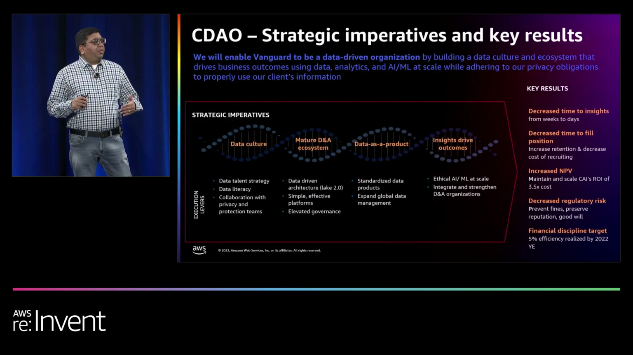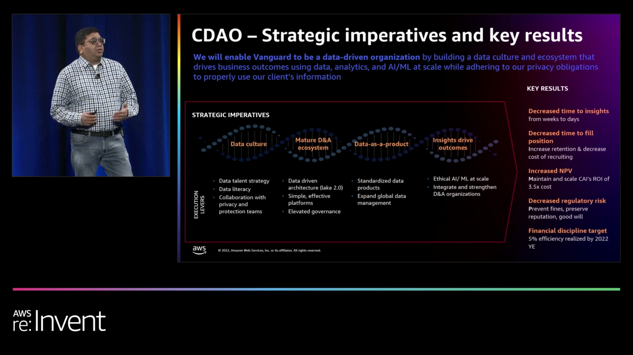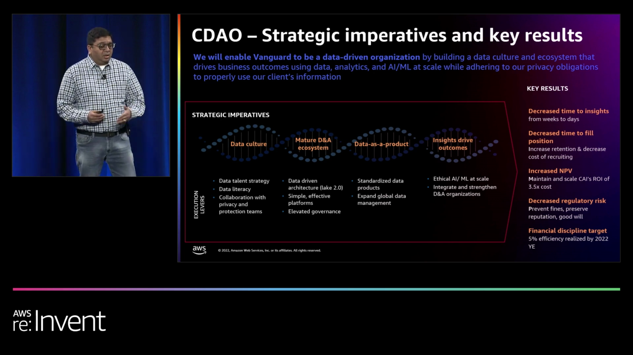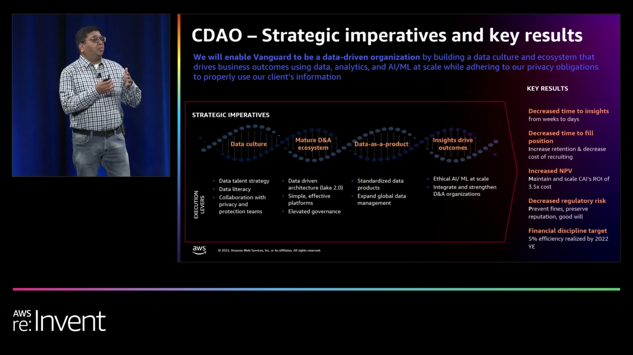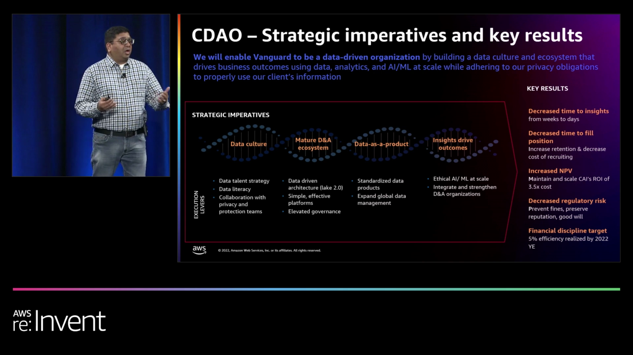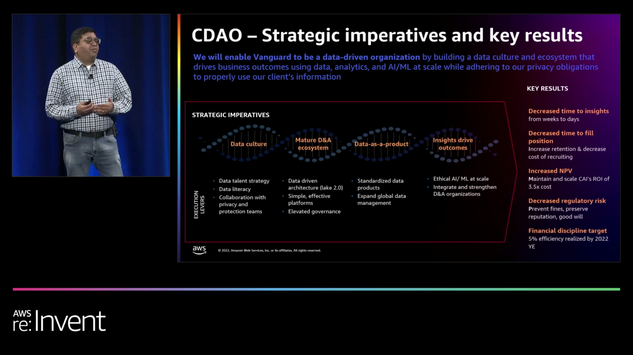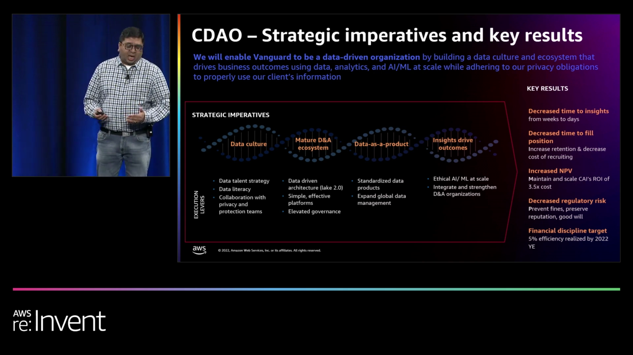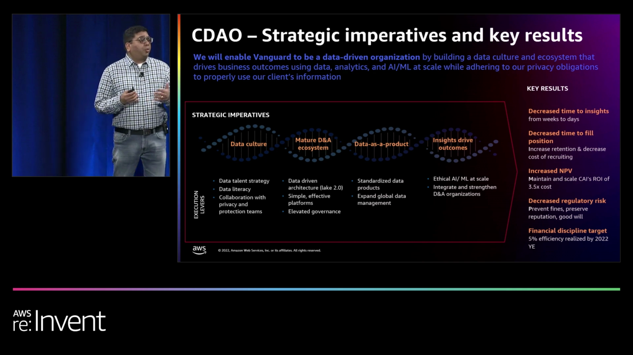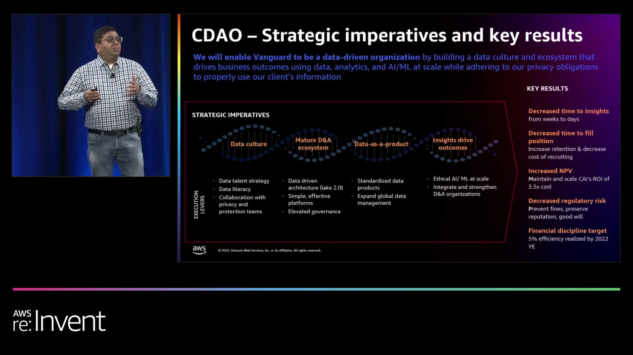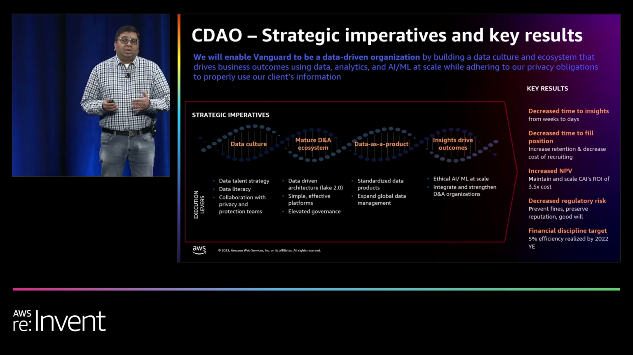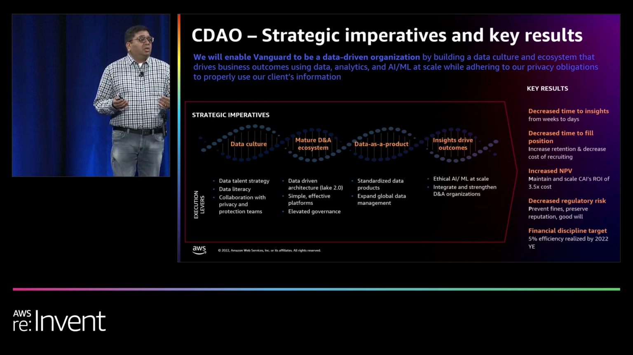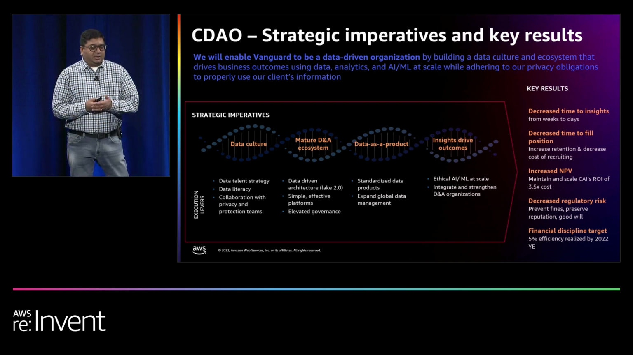Taking one more step deeper, what are our strategic imperatives? How are we going to get there as Vanguard? Our strategic imperatives are around data culture, where we want to build a strong data culture so that every employee at Vanguard, we call them crew members, uses data for making all the decisions all the time. We want to provide these crew members a mature data ecosystem, an analytics ecosystem that is very simple to use, and they can derive insights fast.